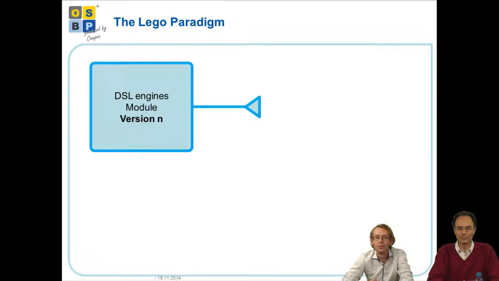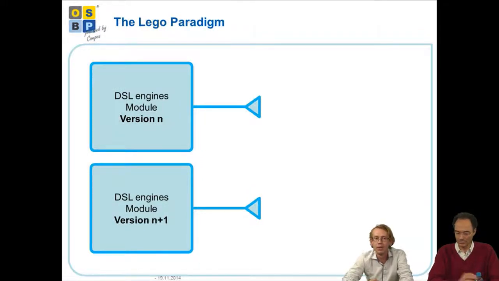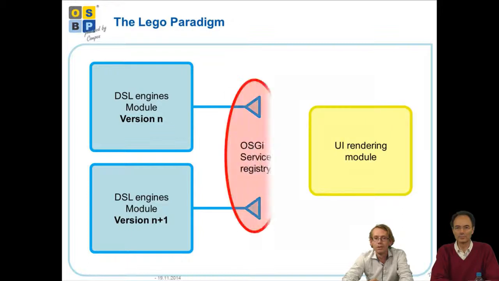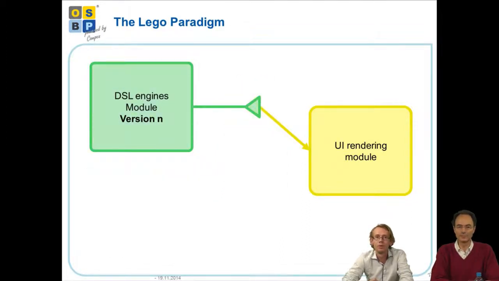And there are a few really great core features in OSGi. Imagine you have your DSL engine module in two different versions. We have the version N and we have the version N+1. And now there is our UI rendering module, and it likes to get an instance of the service provided by version N or version N+1. The OSGi service registry is responsible for tying the services together. Here in that special version you can see that the UI rendering module is using an older version. Older versions can be configured in a so-called manifest, in the bundle manifest.